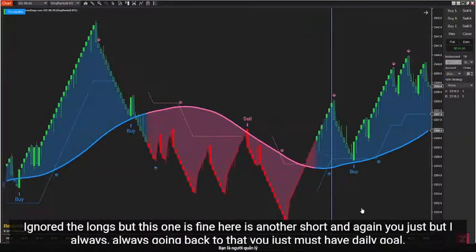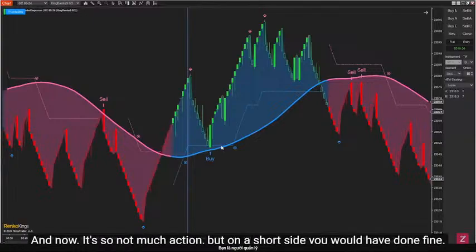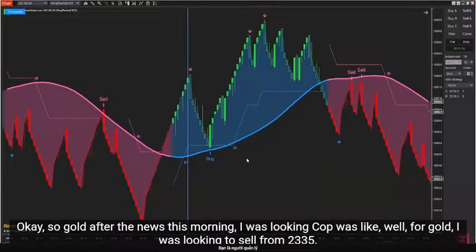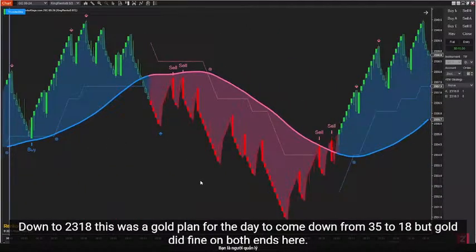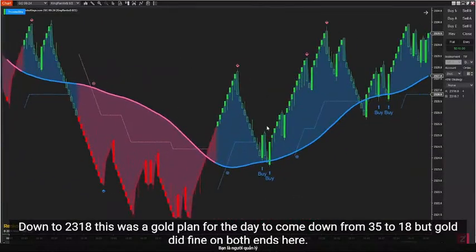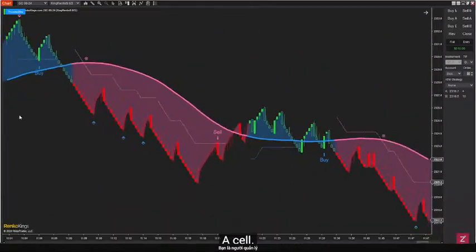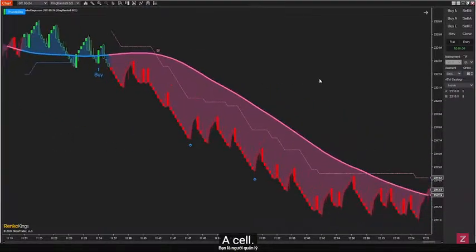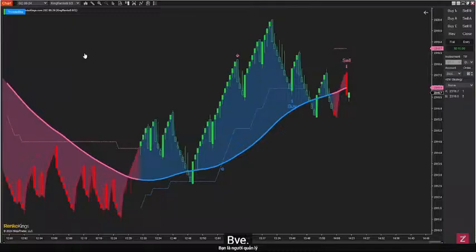Okay. So gold, after the news this morning, I was looking to sell from 23.35 down to 23.18. This was my gold plan for the day, to come down from 35 to 18, but gold did fine on both ends here. A buy, a sell, a buy. This sell a bit too late, otherwise it's a loss. And not much is happening since then.